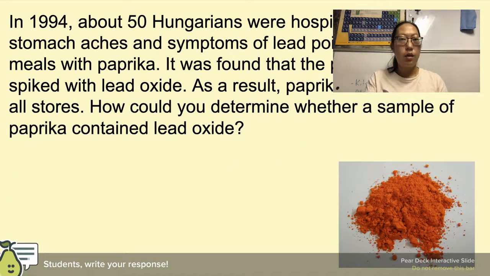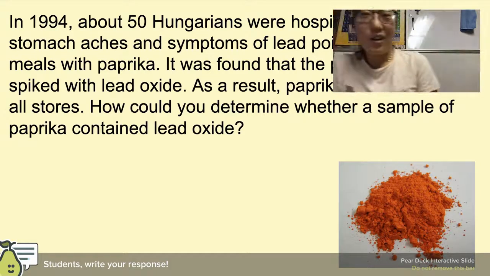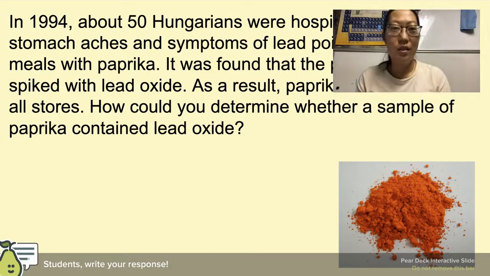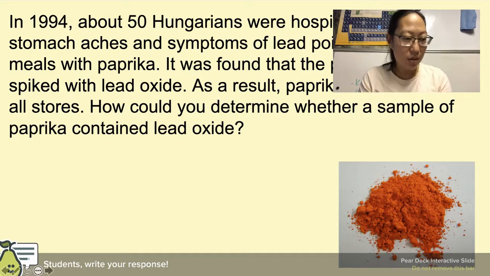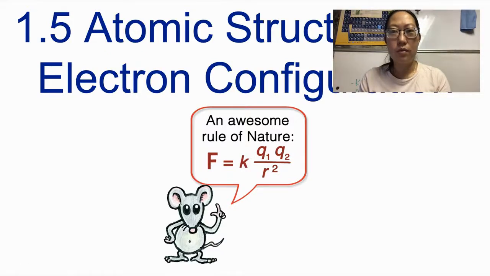And then over here, another discussion question about how you could figure out whether the paprika was spiked with lead oxide. Ooh, the things people do to cut costs and make more profit. So, okay. And then I think that comes to the end of part 1, and that would hopefully take class 1. And then we would go into atomic structure and electron configuration here.